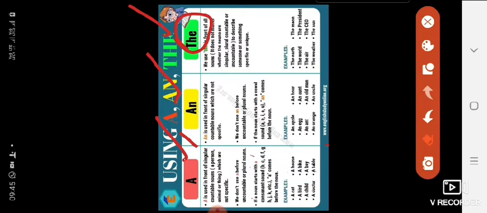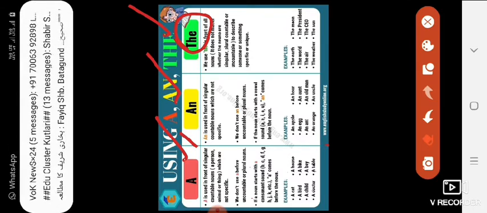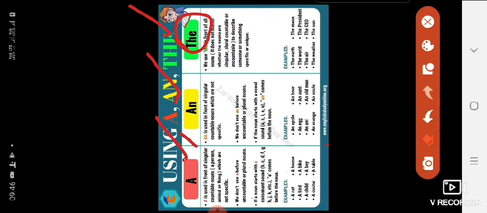For example, woman is singular noun, its plural noun is women. Man is singular noun, its plural noun is men. Child is singular noun, its plural noun is children. Tooth is singular noun, teeth is its plural noun. So we don't use a before uncountable and plural nouns. This is the second condition.